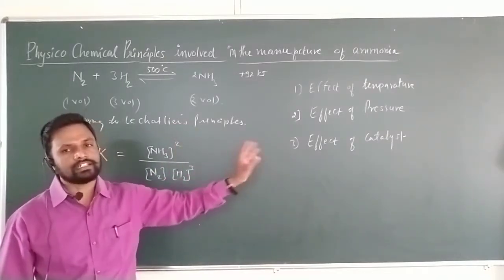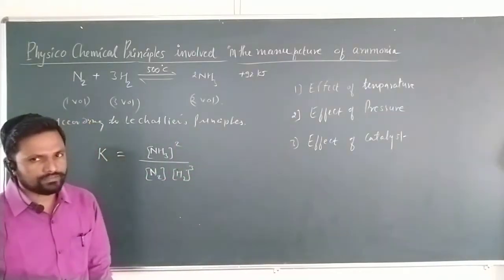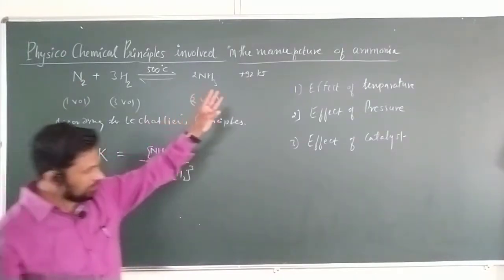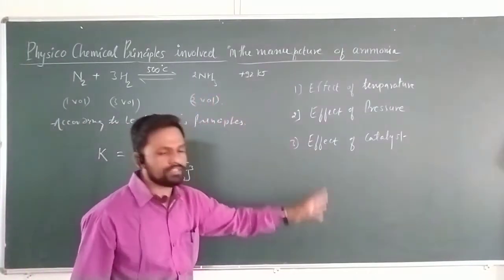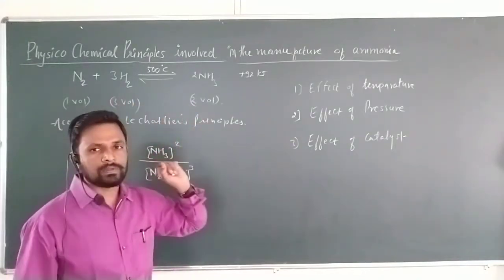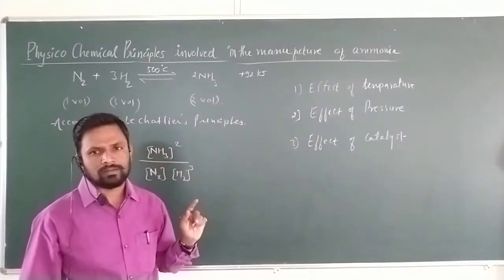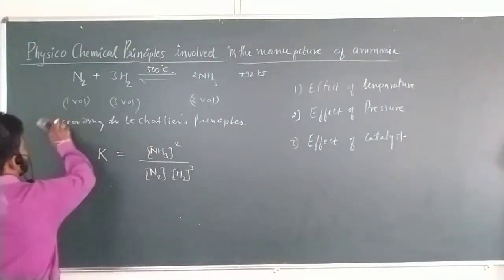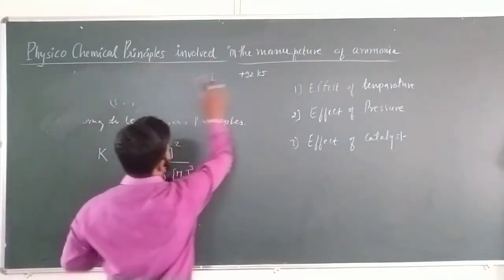We can say that in terms of the right hand side, the equilibrium can be shifted. That is nothing but the effect of temperature, the effect of pressure and the effect of catalyst, which we are going to study in the physico-chemical principles involved in the manufacture of ammonia. Let me study one by one. First, write effect of temperature.